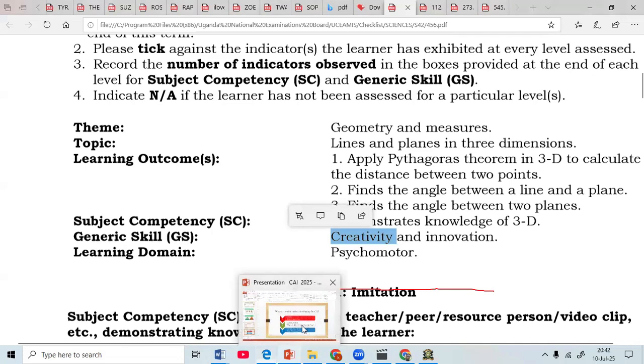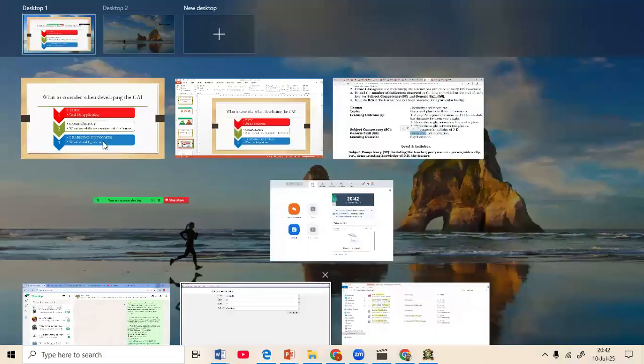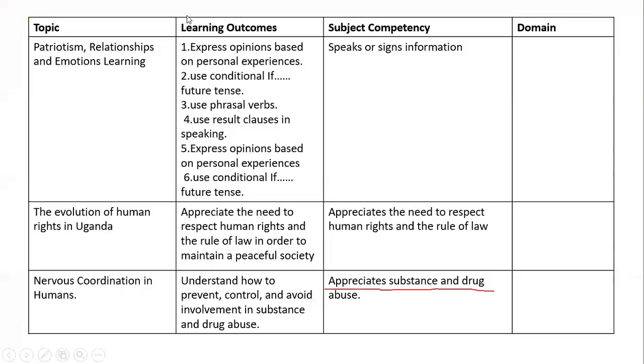So that is about when it comes to learning outcomes. They should guide you thoroughly as you set your tasks, as you come up with a scenario that you are going to have this child do.